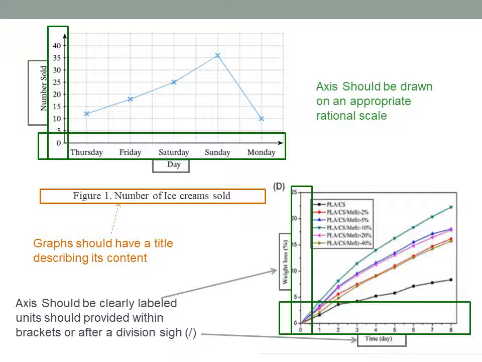There is another way of providing units. Instead of putting brackets, you can put a division sign after weight loss and write the percentage, and that says it is the unit. So that is one way.